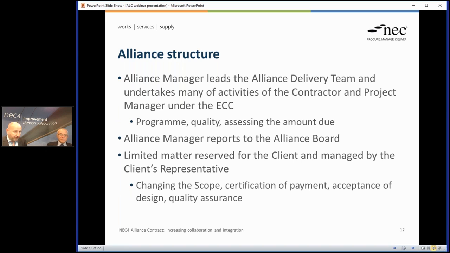Okay, some further details on the structure of it. We have an Alliance manager, and the Alliance manager leads the Alliance delivery team and undertakes many of the functions that are normally split between contractor and project manager under, say, the ECC. So a lot of these activities are now rolled into one person, reflecting this collaborative nature, in some ways removing the boundaries or barriers in the ECC between contractor and client, because we've pulled these activities into the Alliance. So it's a bit more than just the project manager type role, it's different from that.